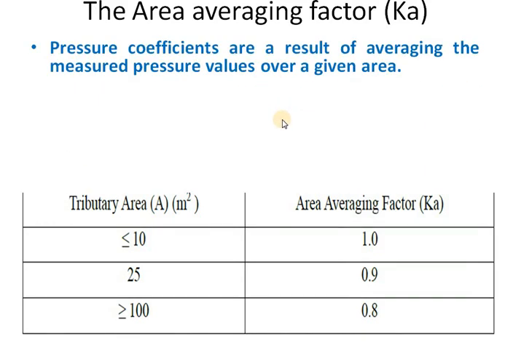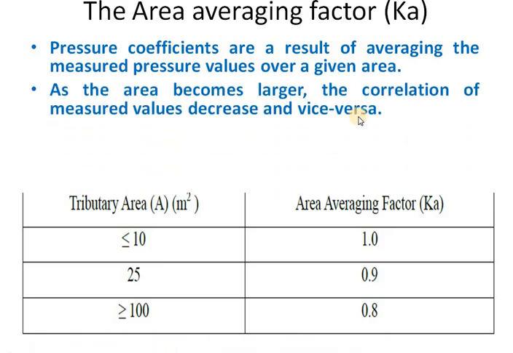Area averaging factor: if we calculate the center to center distance area, that is the tributary area, if that is less than 10, then it will be 1. For 25, it will be 0.9. If it is more than 100, or greater than or equal to 100, then we have to consider it as 0.8. So this is the area averaging factor from Table 4.